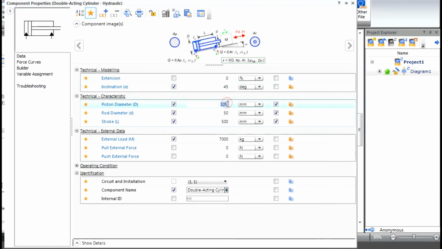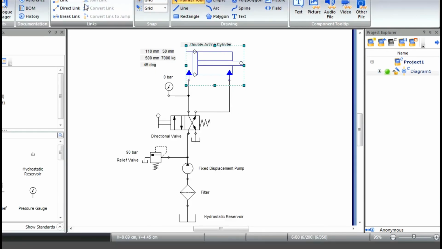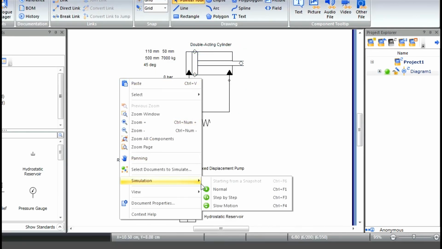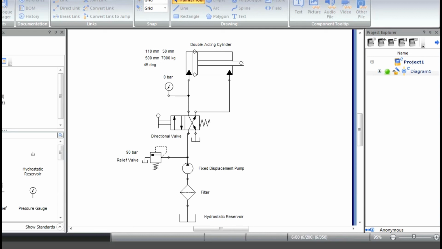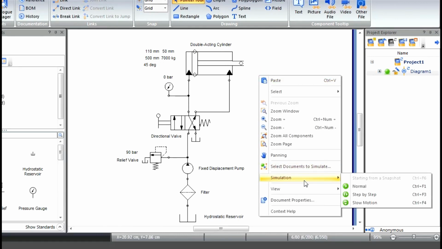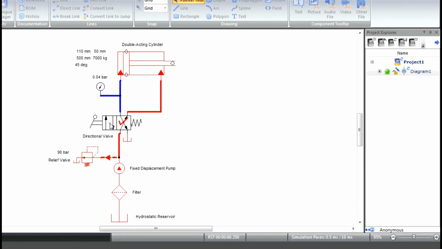Similarly, you can proceed by varying the piston diameter. Now I have selected a 110 mm diameter. Now check how much pressure is required here. It is nearly equal to 52.9 bar.